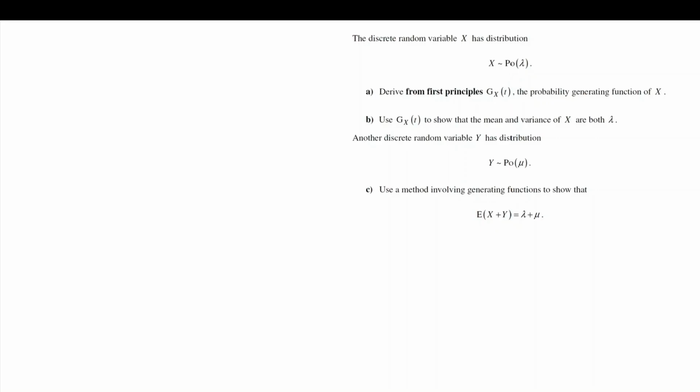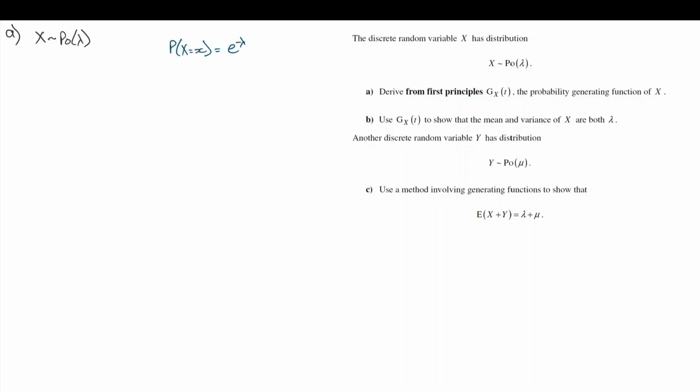In this question, we've been told that a discrete random variable x has a probability distribution where x follows a Poisson where the parameter is lambda. We've been asked to derive from first principles the probability generating function of x. We're just going to state here, x follows a Poisson with lambda.